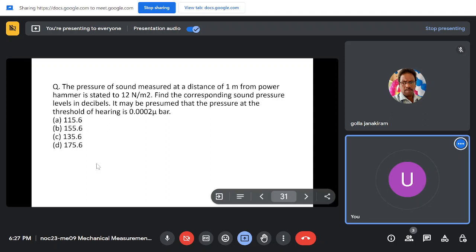So moving on, we have a pressure of sound measured at a distance of 1 meter from a power hammer, stated as 12 Newton per meter square. So the sound measured at a distance of 1 meter is 12 Newton per meter square. We have to find the corresponding sound pressure level in decibel. It may be presumed that the pressure at the threshold of hearing, the P naught value, is 0.0002 microbar. You have to find the noise level.